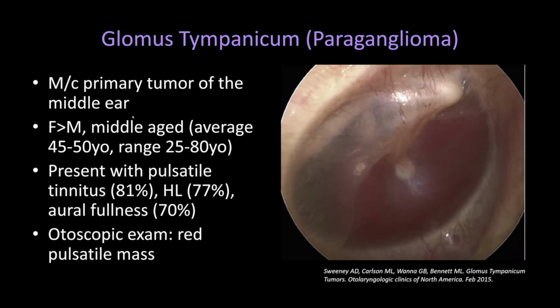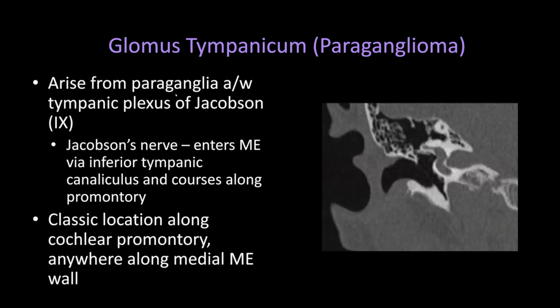Glomus tympanicum is the most common primary tumor of the middle ear cavity, and patients typically present with pulsatile tinnitus as well as conductive hearing loss. And on your otoscopic exam, you're going to see a red pulsatile mass behind the tympanic membrane. These typically arise from the paraganglia associated with the tympanic plexus of Jacobson's nerve, which flares out or fans out over the cochlear promontory. And so this is why we typically see these tumors arising along the cochlear promontory.